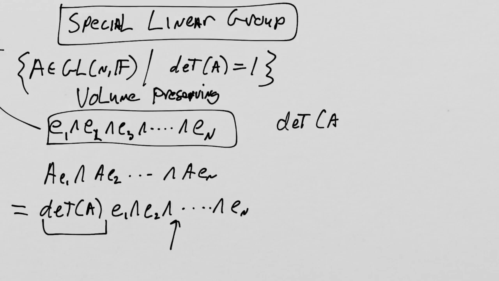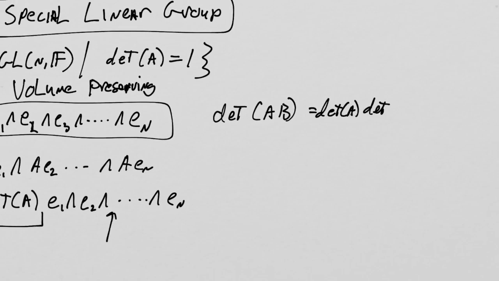The determinant of a matrix A multiplied by a matrix B is the determinant of A times the determinant of B. So if A is an element of the special linear group and B is an element of the special linear group, we know that this determinant will equal 1 and that determinant will equal 1, which means the determinant of the product will equal 1. So matrix multiplication inside the special linear group produces another member of the special linear group. So it's closed.